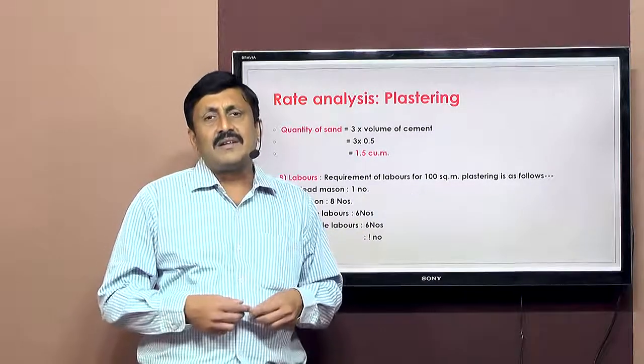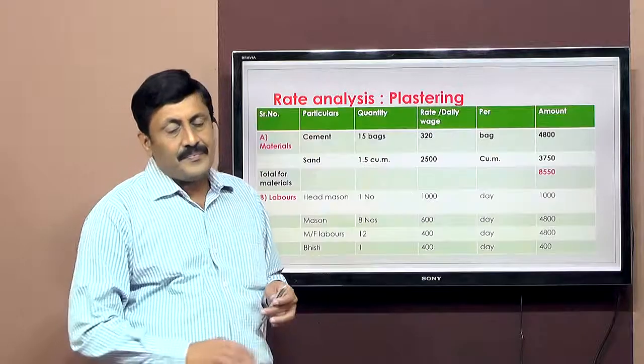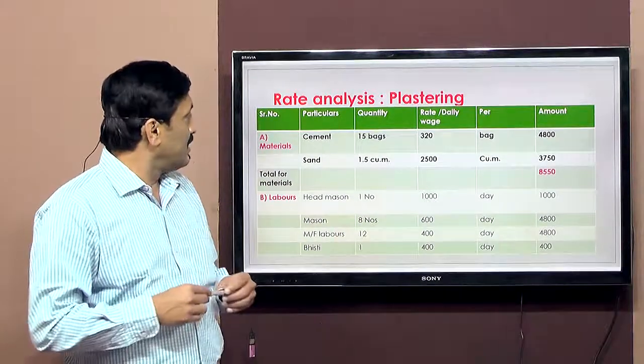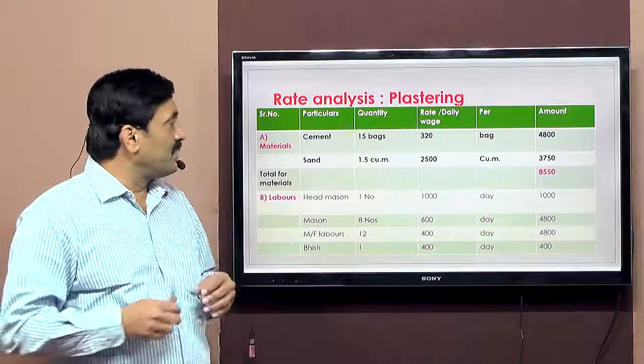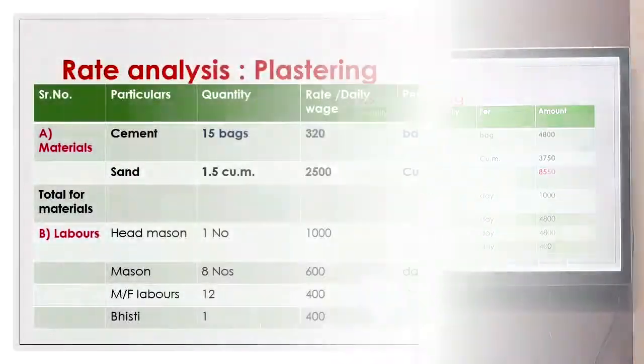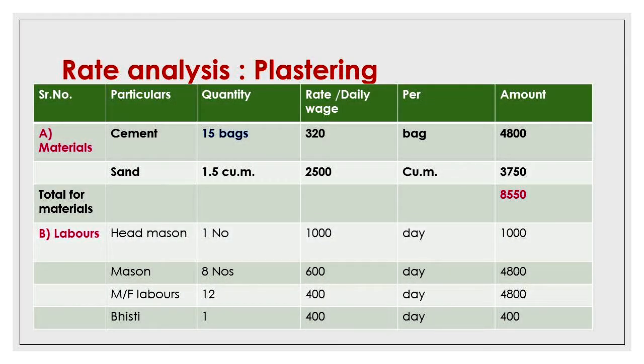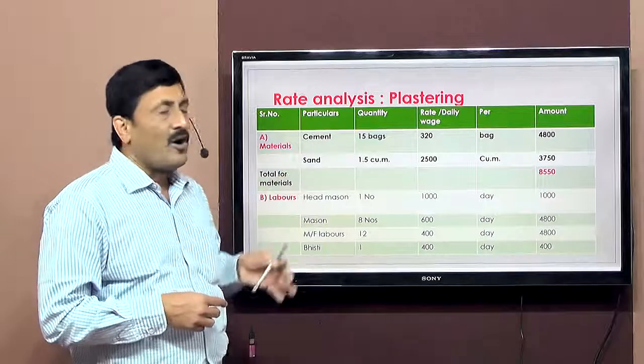Then the next part is very interesting, that is the calculation part. First of all, we'll focus on materials. We'll find out the cost of materials in this. As you know, the quantity of cement is 15 bags. Understand first of all the table, exactly how it is. First is serial number, then particulars, then quantity, then rate or daily wage. If it is a material, rate is applicable. If it is a labor, then it is the daily wage of that particular labor per unit, and then amount. So these are the columns or tabular form of rate analysis.